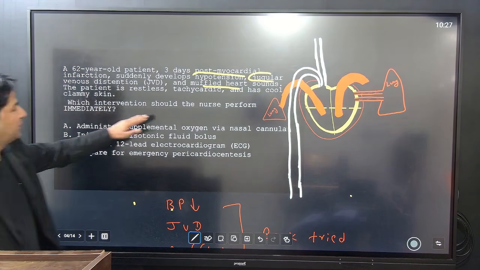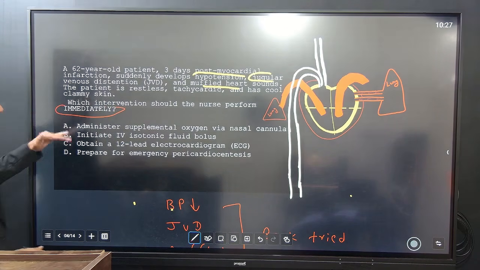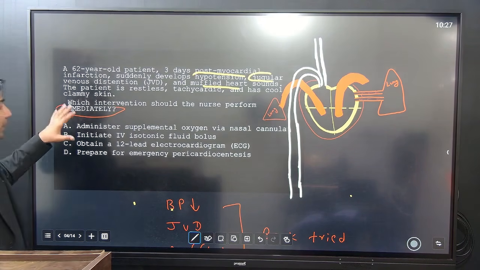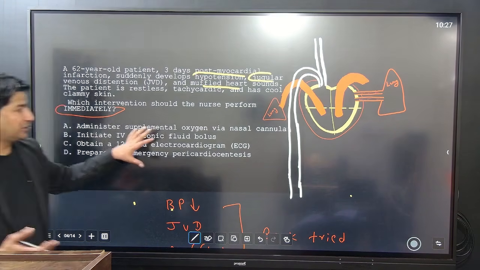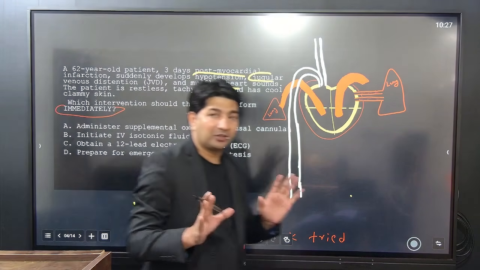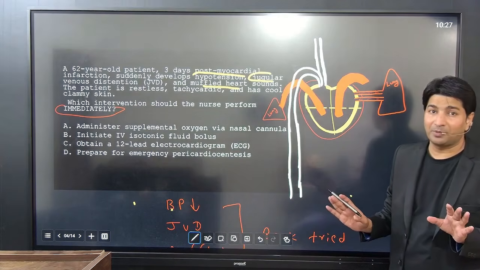Which intervention should the nurse perform immediately? This means this is also a priority-based question. What will the nurse do first? If you get this question right, I can assume your exam preparation is at a very good level. If you get this question wrong, it means you aren't well prepared.